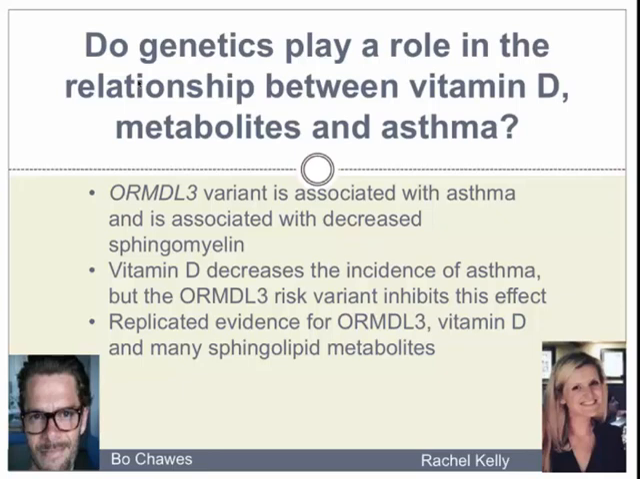when we look back and we ask the question, do genetics play a role in the relationship between vitamin D, metabolites, and asthma? The answer is yes. It looks like this ORMDL3 variant is actually associated with decreased levels of many of the sphingolipid metabolites. It also looks like vitamin D can decrease the incidence of asthma in both groups, except those individuals who have 2 copies of the risk allele. And we actually are able to replicate those findings quite well.